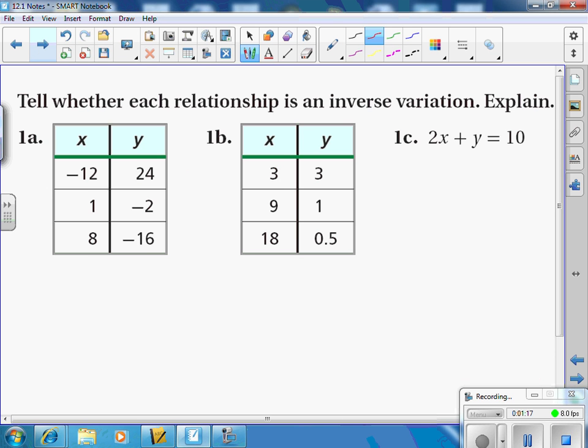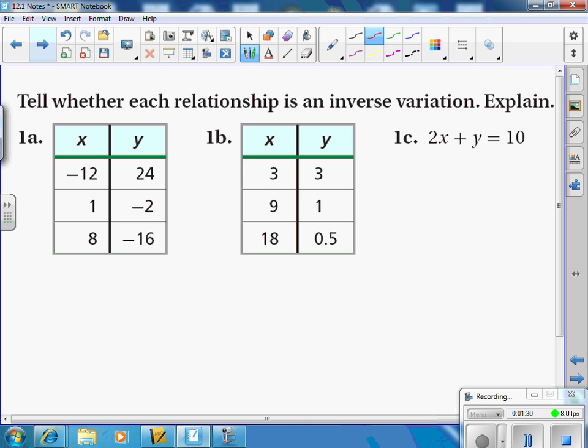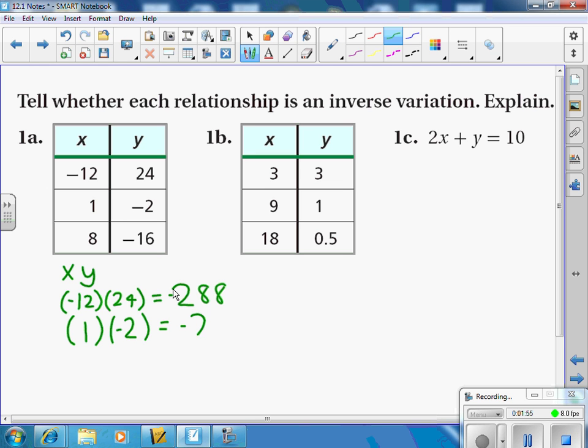So if you're given a table, tell whether each relationship is an inverse variation. When you're given a table of both x and y values, it makes the most sense to use this equation right here. Multiply them together and see if you get the same number out. So let's try that for 1a. x times y, so we would have negative 12 times 24. Multiply those two things together, and we end up with negative 288. And then if we multiply 1 times negative 2, we end up with negative 2. Obviously not the same thing. We don't even need to go any further. This does not vary inversely. As one gets bigger, the other one does not get smaller at the same rate.